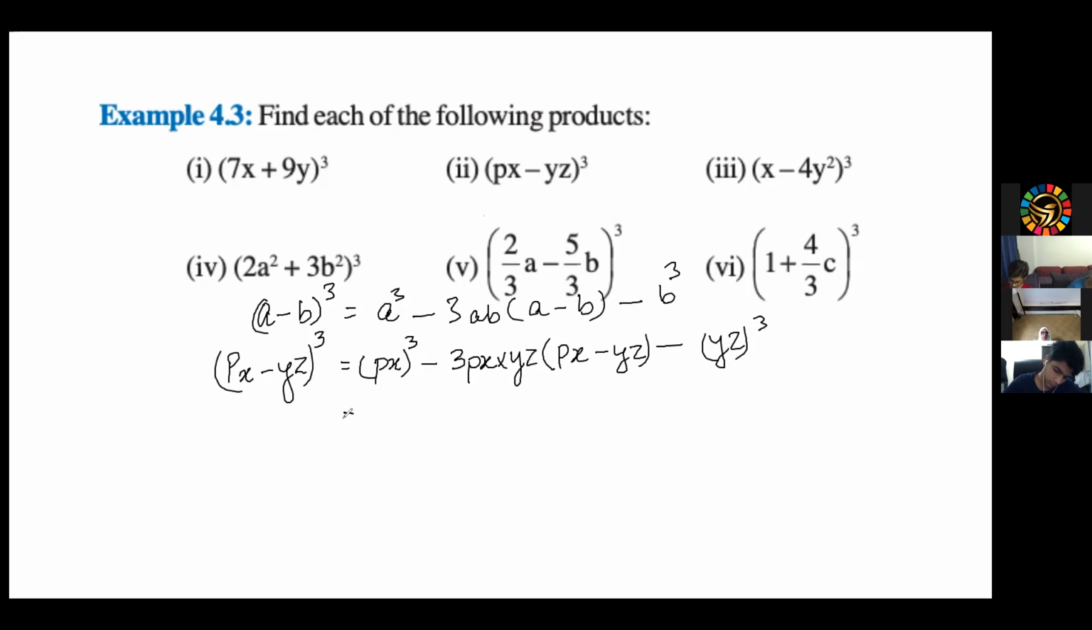So what is px cube, Farhana? What is px whole cube? Ma'am, it will be the same thing, right? Ma'am, P to the power 3 and X to the power 3, right? Correct. P cube and x cube. Okay. What is this, Abdullah? Px into yz. PXYZ, ma'am. 3 PXYZ, and px minus yz. And this will be minus y cube z cube.